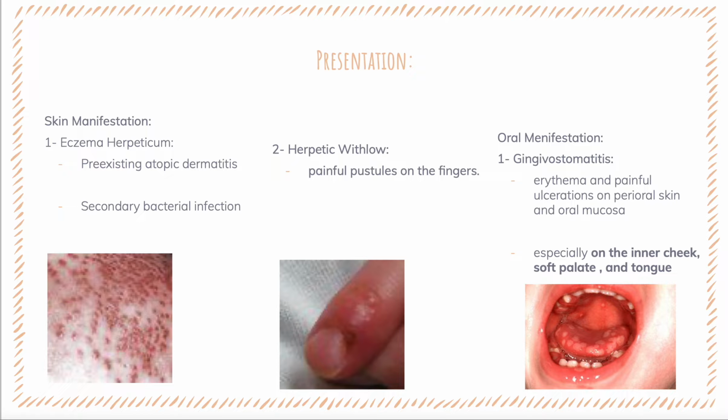And then the oral manifestation, which is the gingivostomatitis. Again, they present with painful ulcers in the mouth. Where exactly? Most commonly in the inner cheek, soft palate, and tongue. An extremely important point here is because they have painful ulcers, when they present to the hospital, the first thing that you need to do is rehydrate the patients.